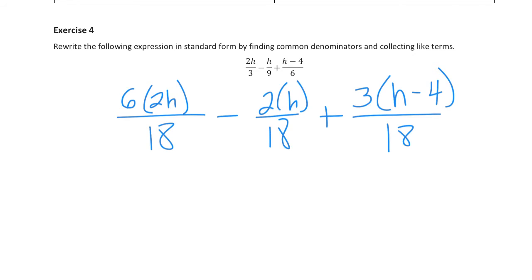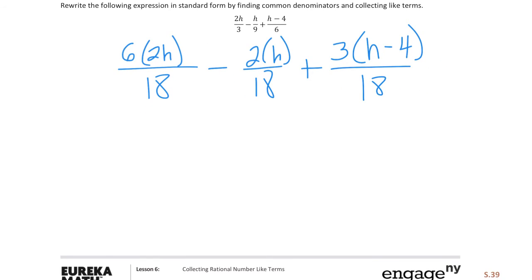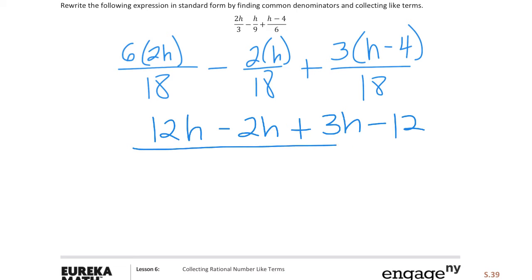Okay, so at this point, you'll notice we have the same denominator all the way across the bottom. So 6 times 2h is 12h, minus 2h, plus, multiplying through with my distributive property here, 3h minus 12. And all of that is over 18.